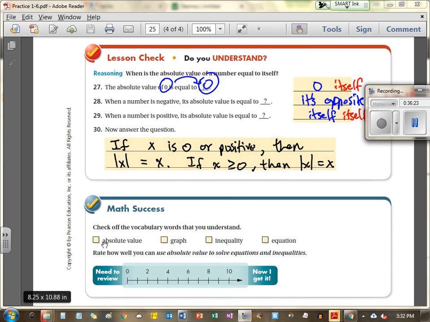Check off the words absolute value, distance from 0. Graph means you've already drawn on your number line. Inequality means less than, greater than, or less than or equal, greater than or equal. And equation just means something equals something. That's called an equation. How well can you use absolute values to solve equations and inequalities? Would you say that you're at a 2 level, which is low, and you need to review? Or are you at an 8 level, which means you're almost ready for my quiz next week? All right, that's it.